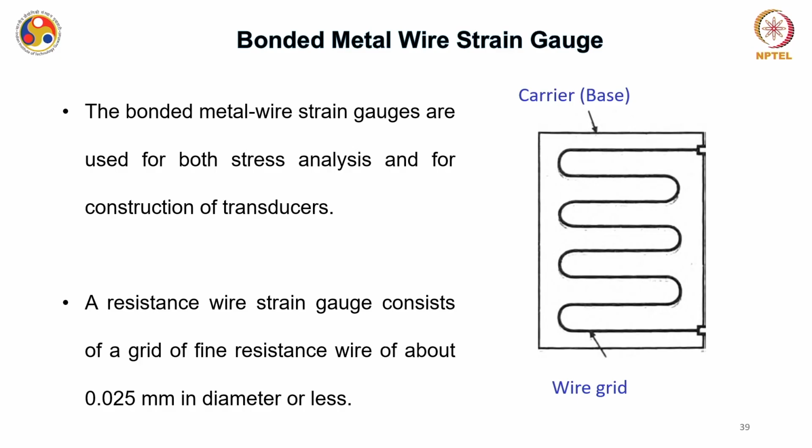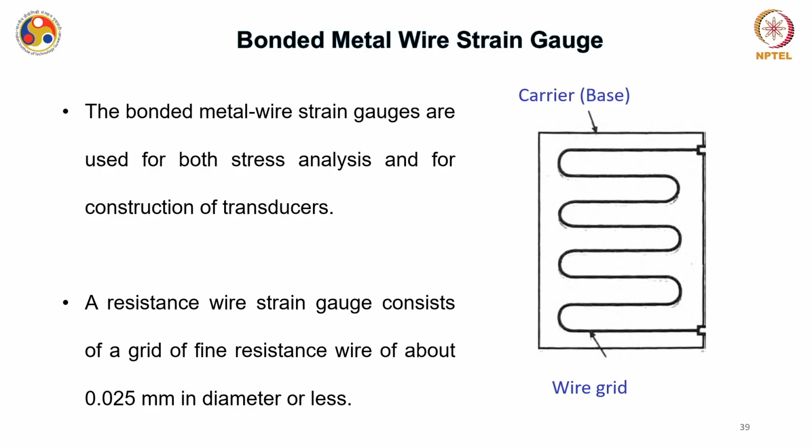Now, this is what you have seen for bonded semiconductor strain gauges. Similarly, you can have bonded metal wire strain gauges and again metal thin film strain gauges also, but we are taking an example of metal wire strain gauges, and this is a typical example you can see. Okay, the bonded metal wire strain gauges are used for two purposes. One is for stress analysis and also for the construction of the transducers.